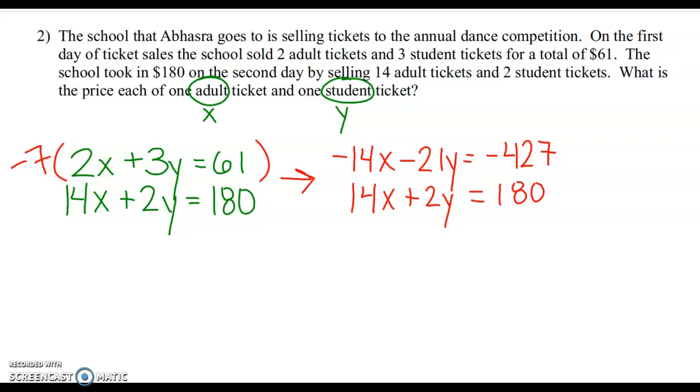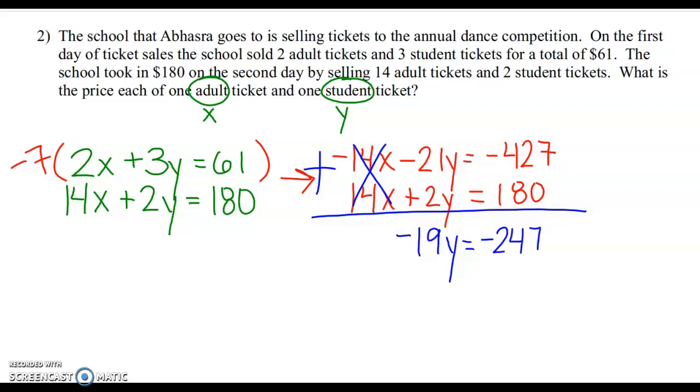So once we have opposites, we know that we add the equations together. When we add opposites, they cancel out. So then we add everything else. So negative 21 and 2, we've got negative 19y. Negative 427 and 180 is negative 247. So then when we divide by negative 19, we find that y is 13.